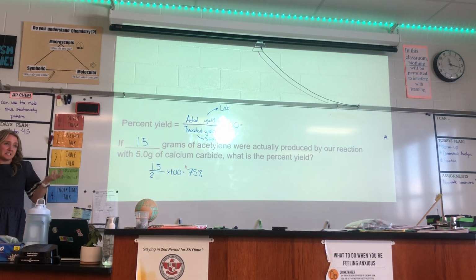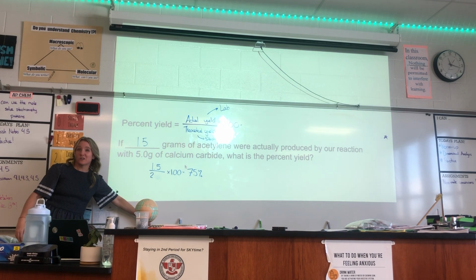Which tells us in our lab, in a sense, our grade of how good a job we did as scientists, right? We got a 75% yield of what we could have gotten. Questions on that equation?